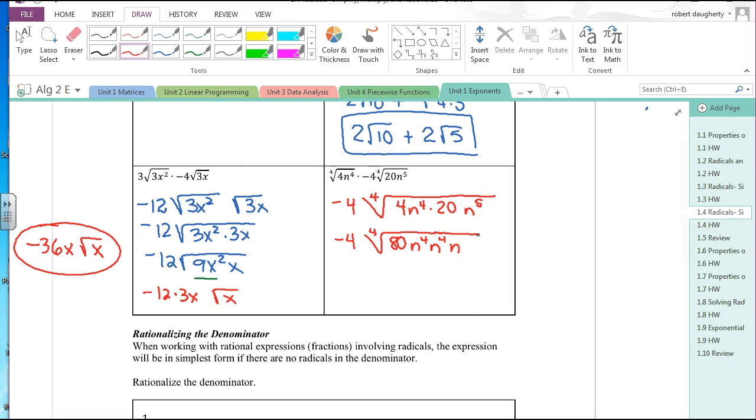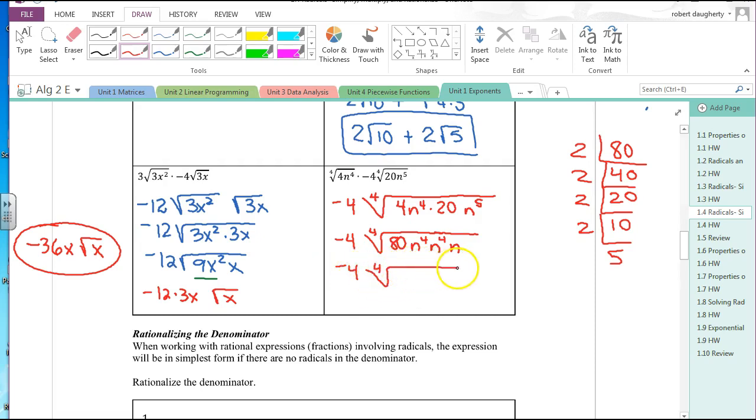Okay, so now it becomes a matter of what is 80. If you don't know that, divide it by 2, you get 40. Divide by 2, you get 20. Divide by 2, you get 10. And 5. Do you see 4 of anything? 4 2's. So 80 is 16 times 5. The fourth root of 16 is 2. So I'm going to write this as negative 4, fourth root of 2 to the fourth times 5, n to the fourth n.